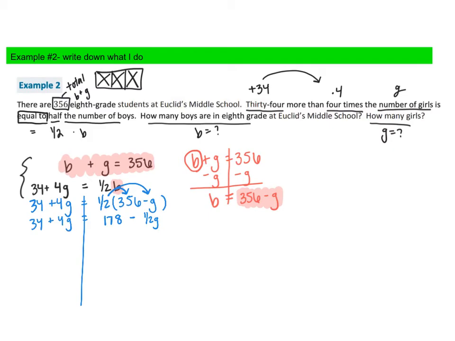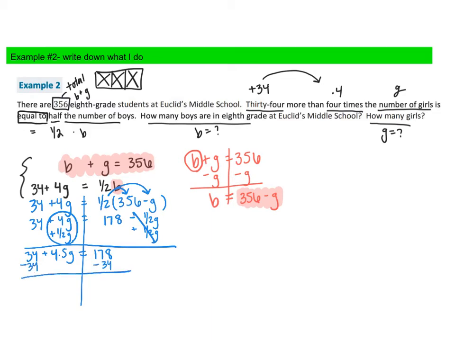All right. I'm going to add my half g to this side so that it combines with this 4 g's over here. This is 4.5 g's. I keep everything else the same. Over here it cancels, I'm left with 178. Still trying to get that g by itself, so I'm going to take away this 34 from both sides. 178 minus 34, my calculator, is 144. Over here it cancels. So 4.5 g's equals 144.